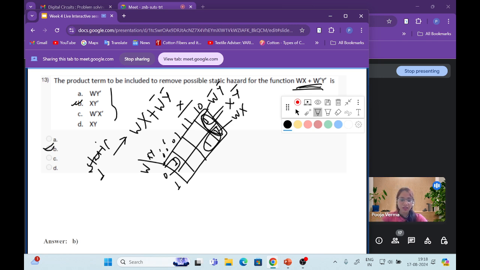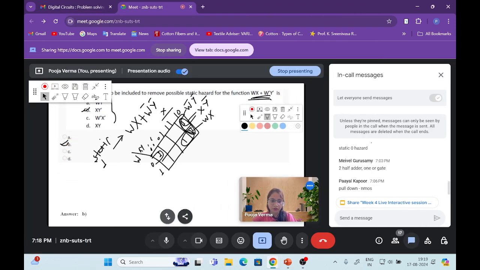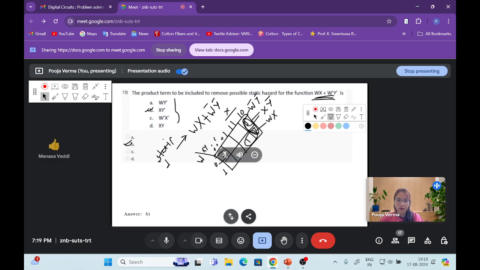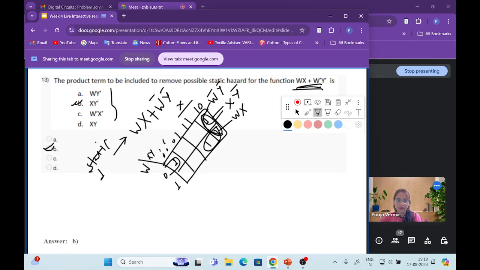Okay, are you getting these questions? See how to remove the possible static 1 or static 0 hazard. If it is a static 0 hazard, then the product of sums form will be there. Here it is a sum of products form, so that means the static 1 hazard will be there.